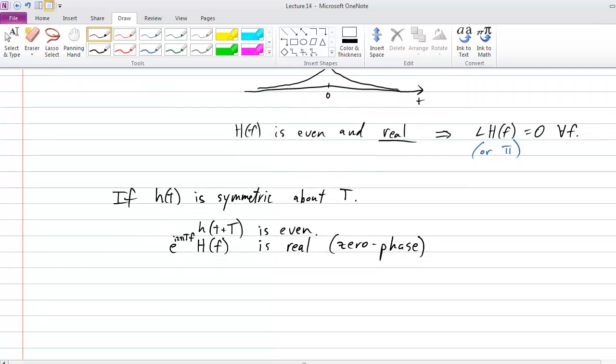Therefore, the phase of h of f equals negative 2 pi t f. Okay. All I did here was that this phase is 0. What is this phase? This phase is the phase of h of f plus this exponent. Okay, phases add when you multiply two complex numbers. So because phases add, the sum of this plus this equals 0. Therefore, this is negative. Okay.